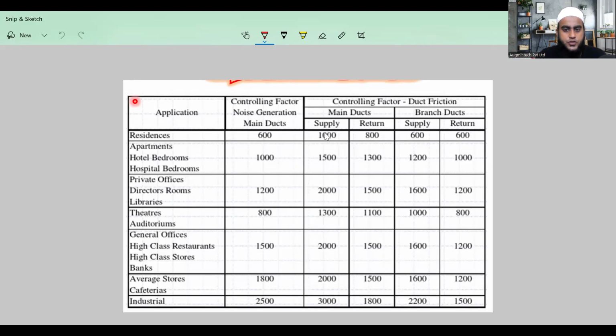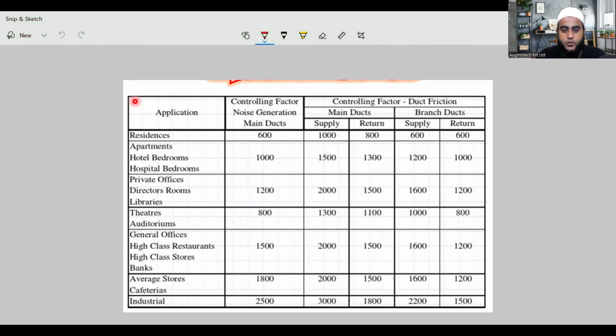Okay, to reduce the noise. Same way in branch duct, in supply air, 600 FPM. As per that, we have to design. So let's say now, here in our case, what I am doing, all of you try to understand.